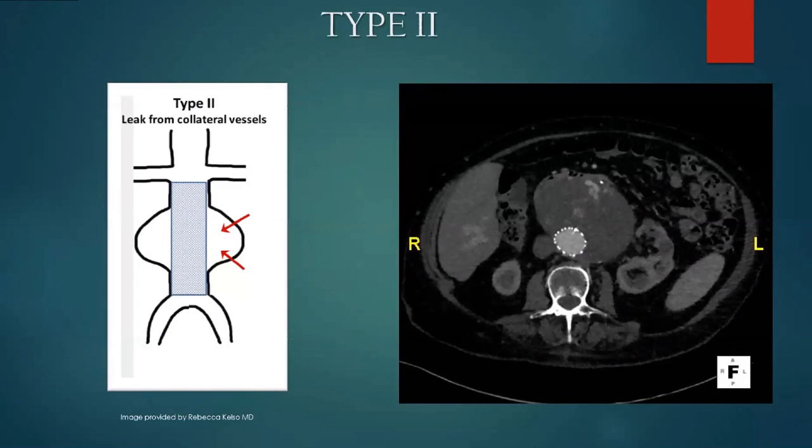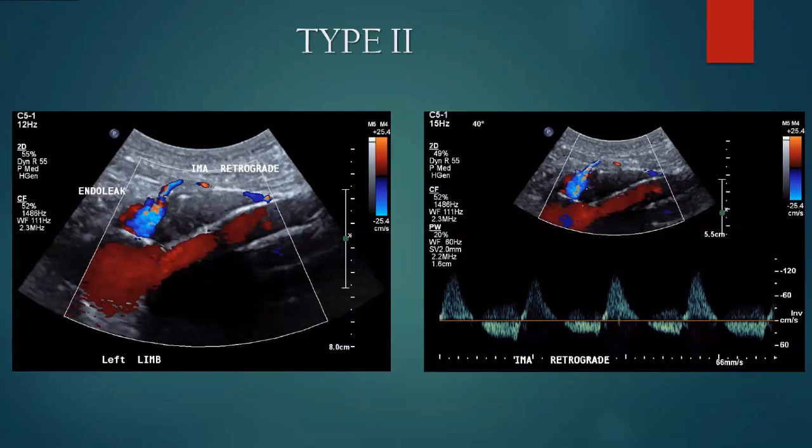And again, type 2, showing our little diagram along with the blood flow into the aneurysm sac, and this is a cross-sectional CT with contrast. And here we have a type 2 endoleak from the IMA showing the bidirectional signal, the to-fro flow. If you're picking up a to-fro flow, it's like the track signal that you see with a pseudoaneurysm.